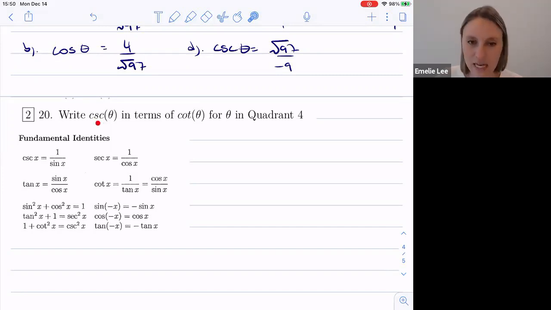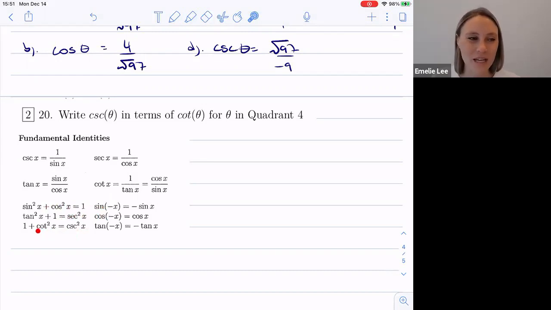If I'm scanning the fundamental identities, I see cosecant and I see cotangent. Here I've got cosecant in terms of sine x. If the question was to write cosecant in terms of sine of theta, then 1 over sine of theta, you'd be done. But not quite. Scanning the page, I don't see any cosecants until this one here.